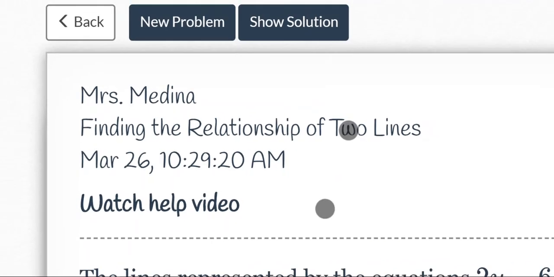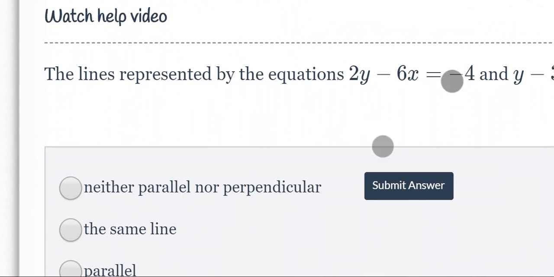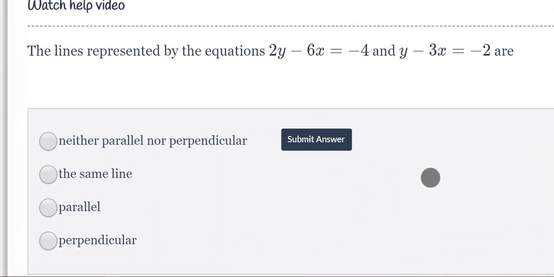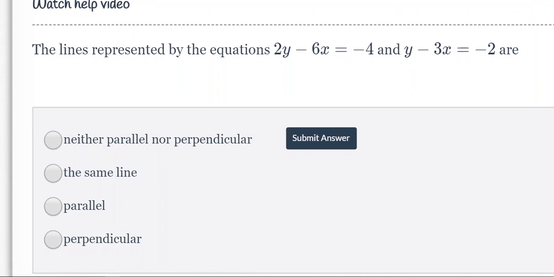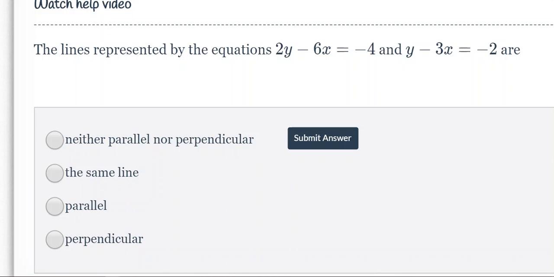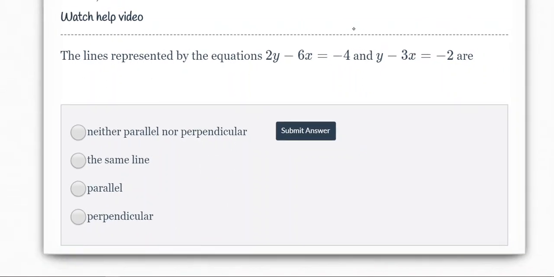Finding the relationship of two lines. The lines represented by these two equations are what? What is their relationship? Okay, so the first thing I notice is that this equation says 2y minus 6x equals -4. So I'm going to have to rearrange that. And this one says y minus 3x equals -2. Okay, so then this one is line 1. And this one is line 2.